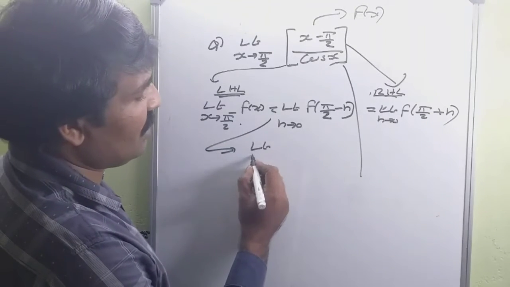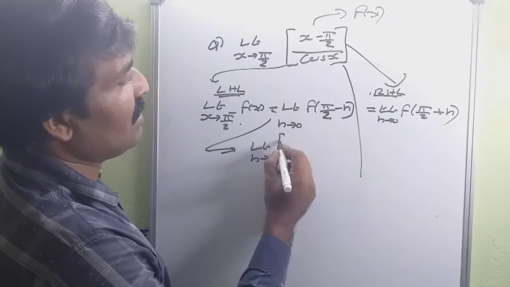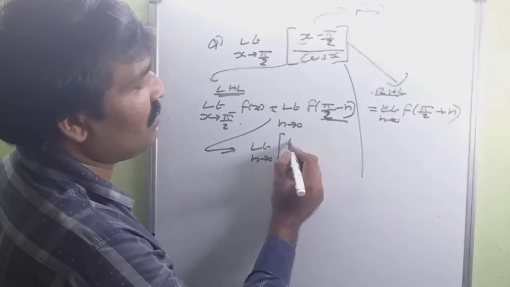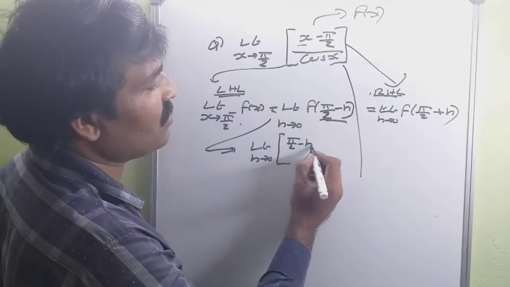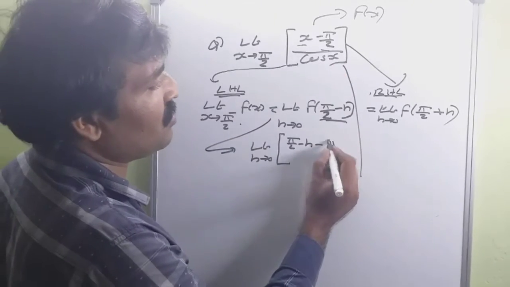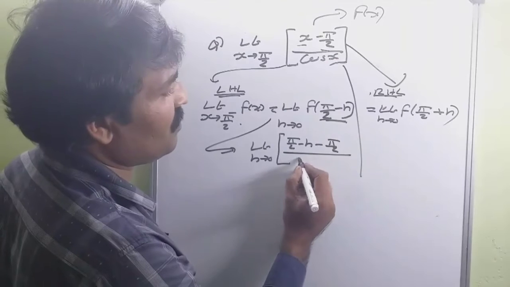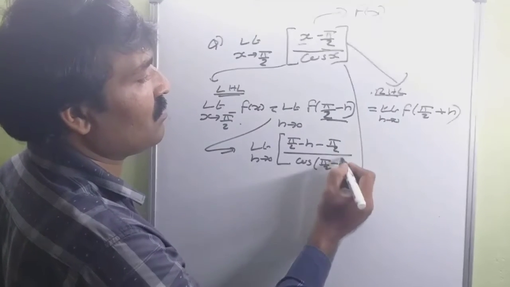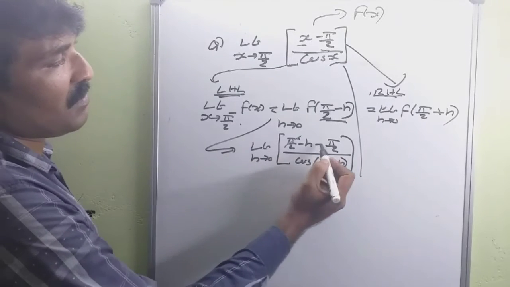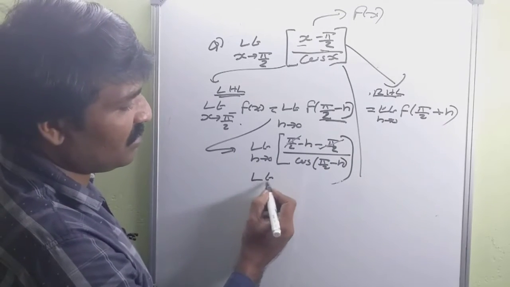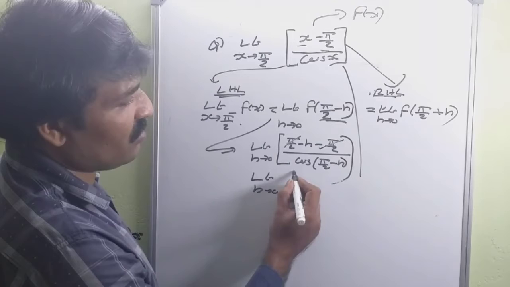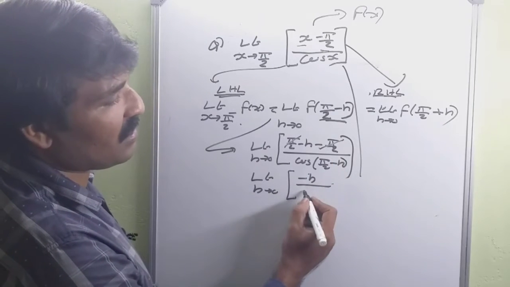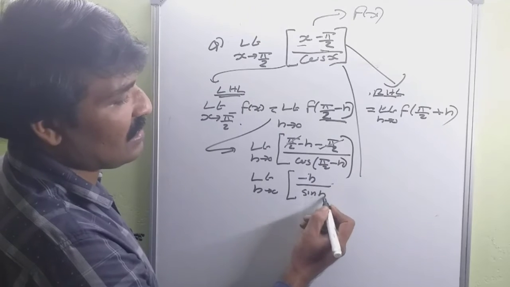Now this is limit h tends to 0, greatest integer function of x is replaced by pi by 2 minus h, that is pi by 2 minus h minus pi by 2 divided by cos of pi by 2 minus h. This pi by 2 and pi by 2 cancel. So this is equal to limit h tends to 0, greatest integer function of minus h by cos of pi by 2 minus h, which is equal to sin h.